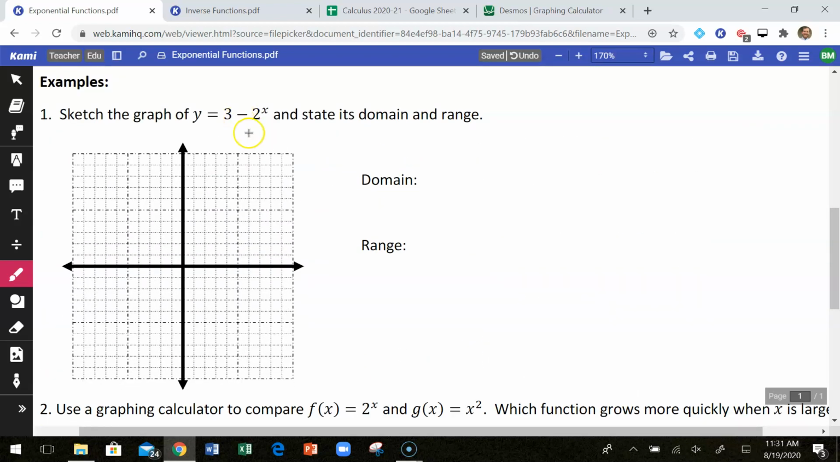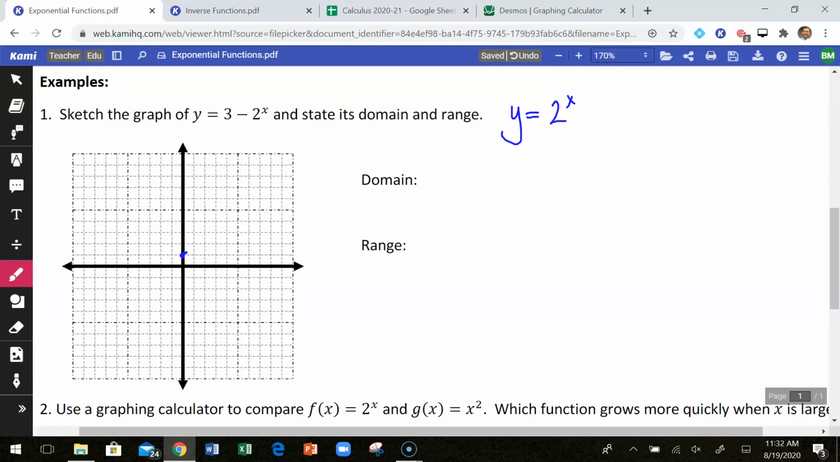So just a quick example of sketching one. I'm going to do this actually using transformations. So I'm first going to graph y equals 2 to the x. That's my parent function here. All exponential functions will go through the point 0, 1, unless there's a vertical translation. I'm sorry, any transformation, vertical or horizontal. But 0, 1 will be a point on there.